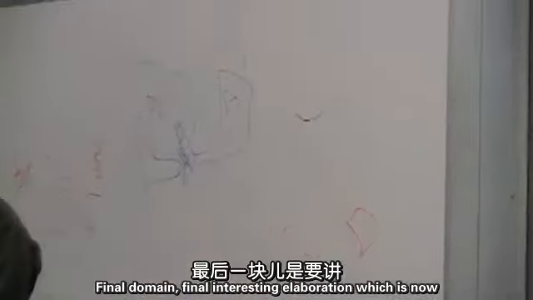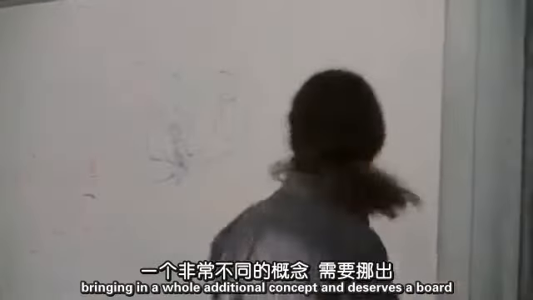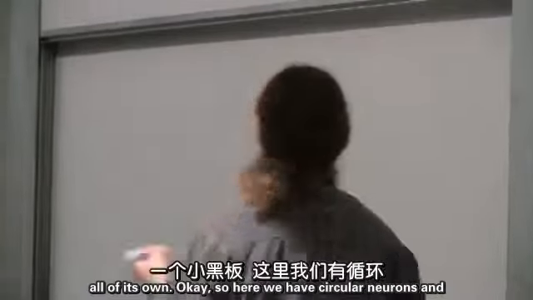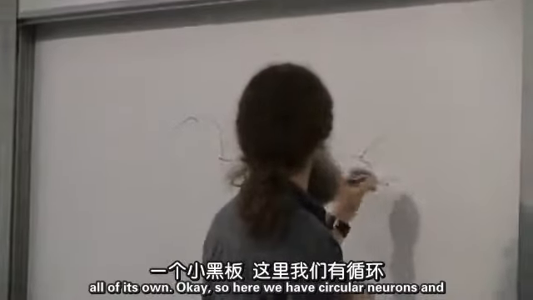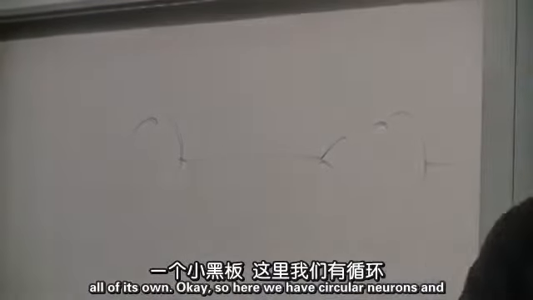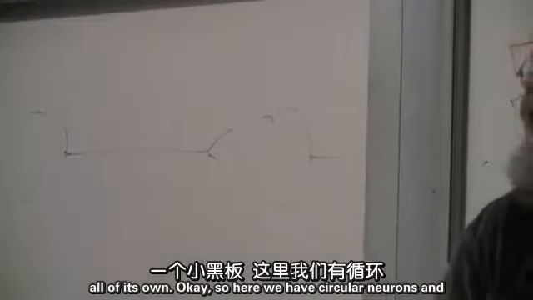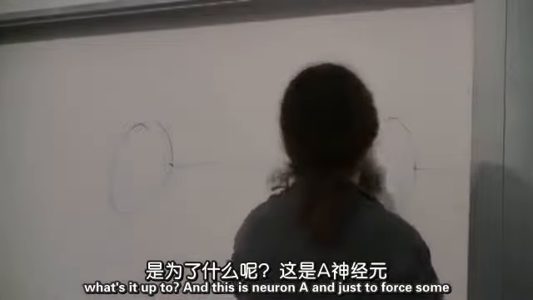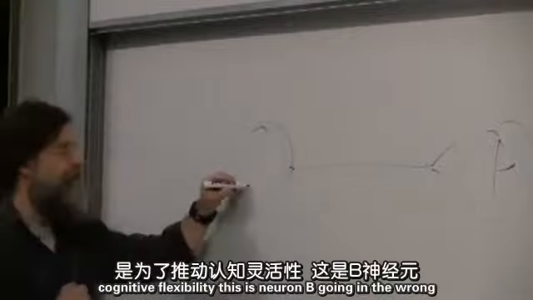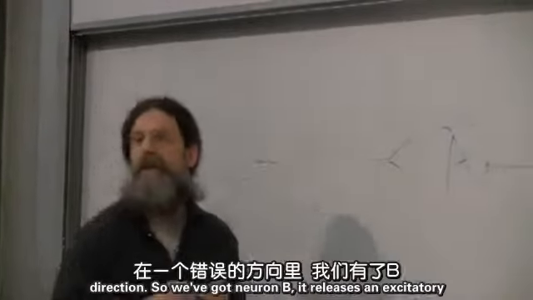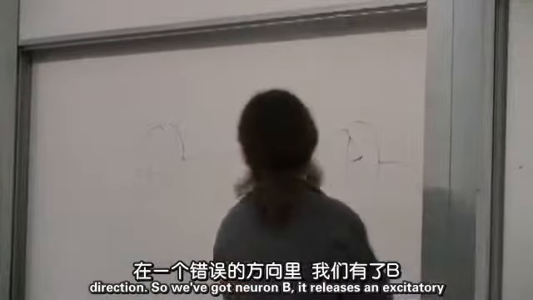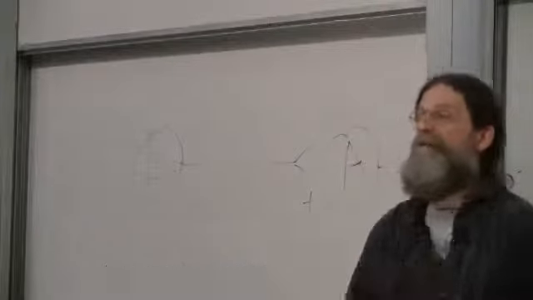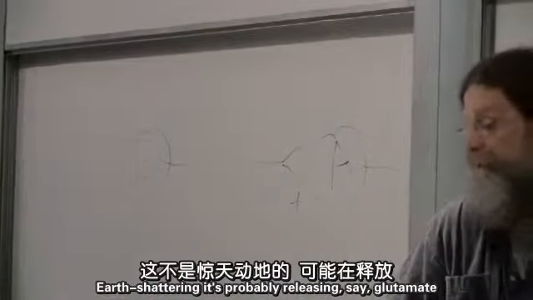Final domain, final interesting elaboration, which is now bringing in a whole additional concept and deserves a board all of its own. Okay. So here we have circular neurons. And what we've got is, this is the neuron we're interested in. What's it up to? And this is neuron A. And just to force some cognitive flexibility, this is neuron B going in the wrong direction. So we've got neuron B releases an excitatory neurotransmitter and thus excites A. OK, this is not earth-shattering. It's probably releasing, say, glutamate, for example.